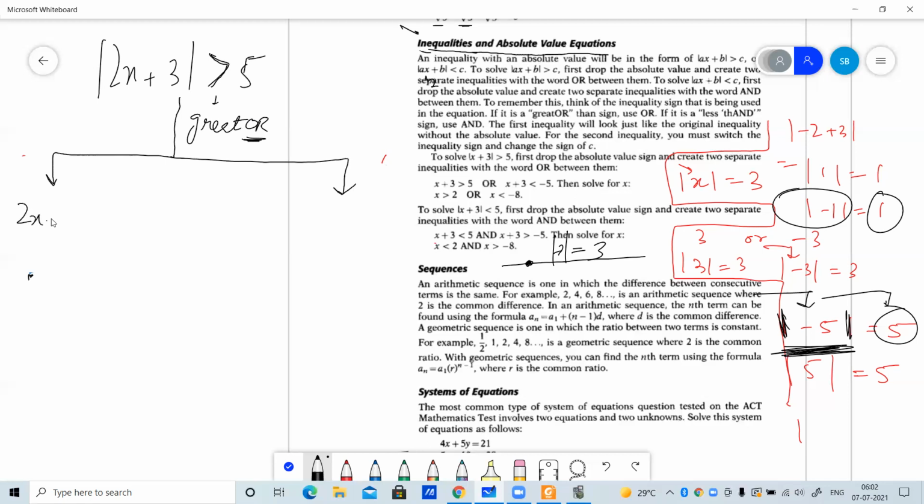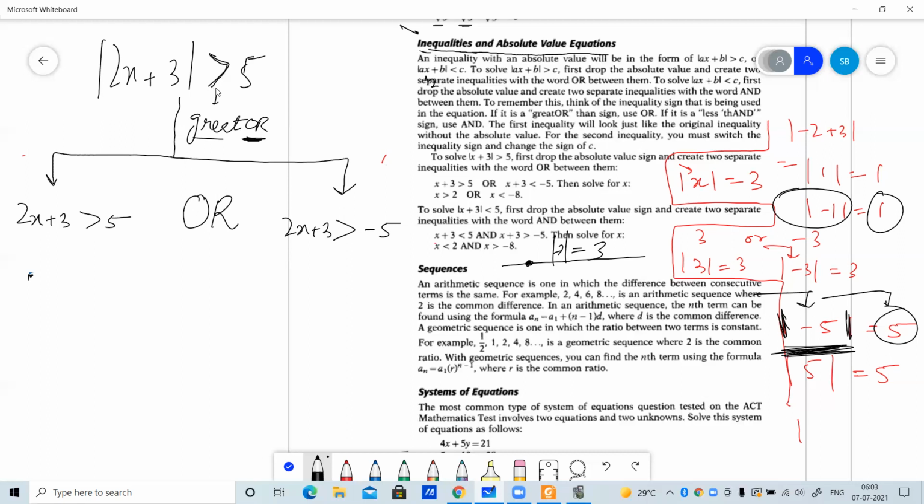One will be 2x plus 3 is greater than 5. The other one will be 2x plus 3 is less than negative 5. Exactly the same as absolute value equation. But whether we have to write and or or in between them: 2x plus 3 is greater than 5 or 2x plus 3 is less than negative 5. For that, we can remember if it is greater, or, that means you're having or in between.